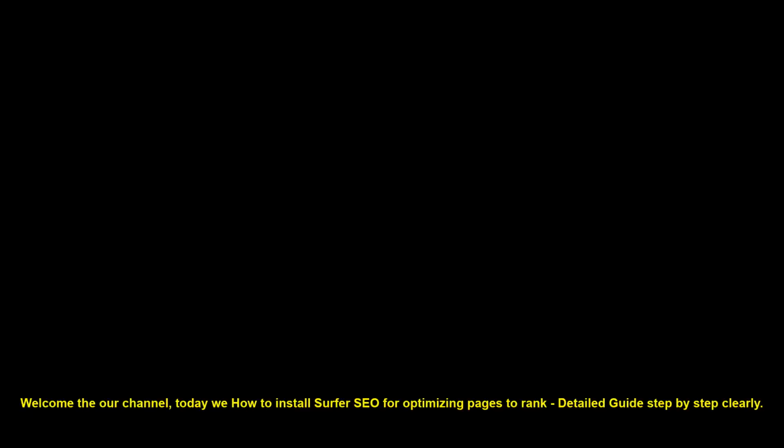Today we will show how to install Surfer SEO for optimizing pages to rank, in a detailed guide, step by step, clearly. To install Surfer SEO, first, open your web browser. Type in the URL for Surfer SEO. Once you reach the home page, look for the Get Started button. Click on the Get Started button to proceed.